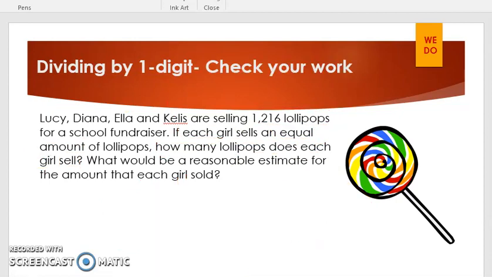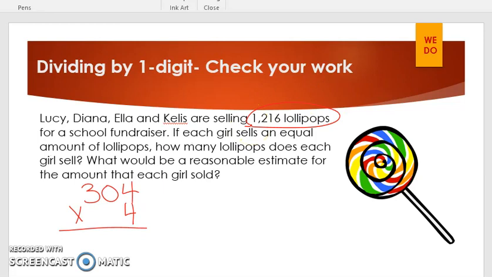Okay, now let's go ahead and check our work. Remember that multiplication and division are inverse operations. So if we have 304 and we multiply it by the 4 girls, we should be able to get 1,216 lollipops as our answer.